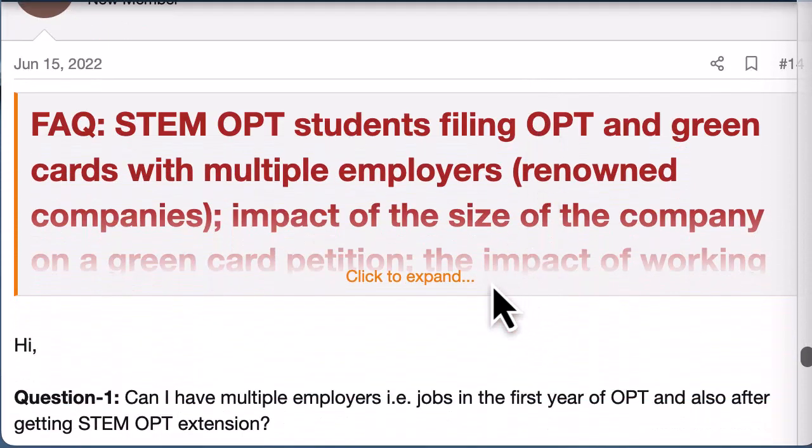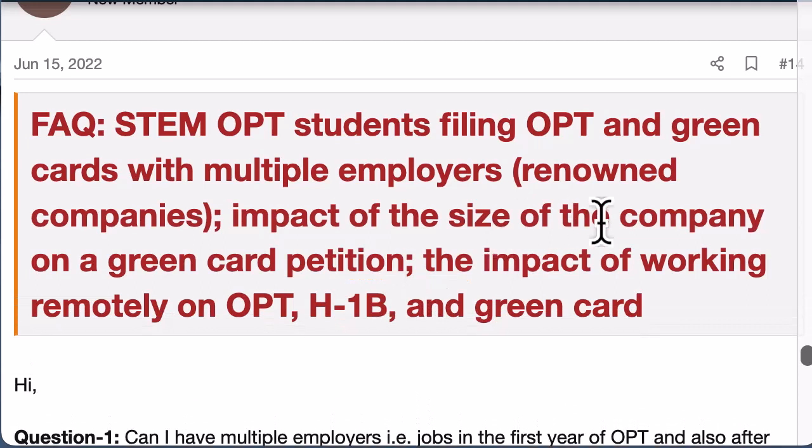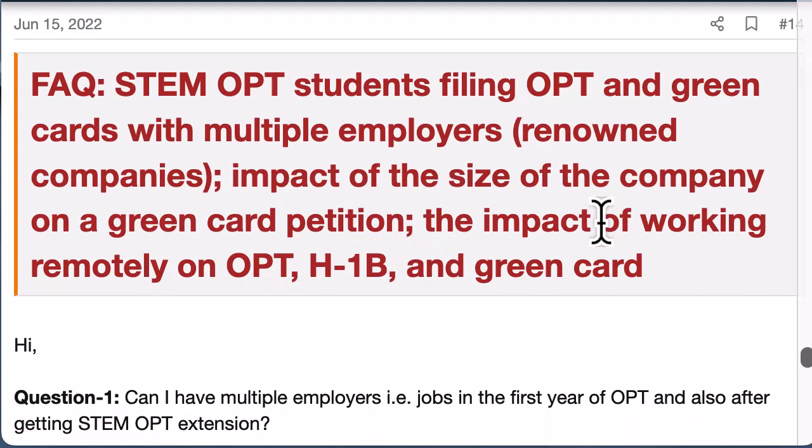Here's another one. Boy, there were a lot of frequently asked questions today. So this is an interesting question too. There's a STEM OPT student. Can he have more than one job? Yes. STEM OPT people can also have more than one concurrent job, but they have to work with their DSO to make sure the proper paperwork is filed.